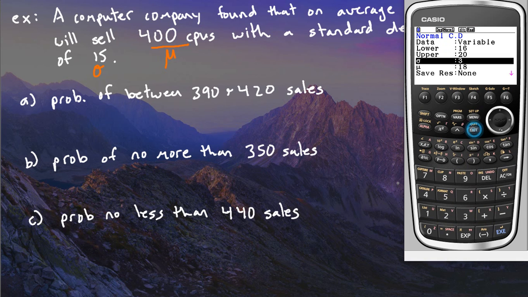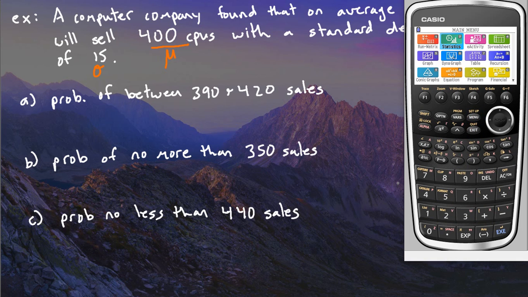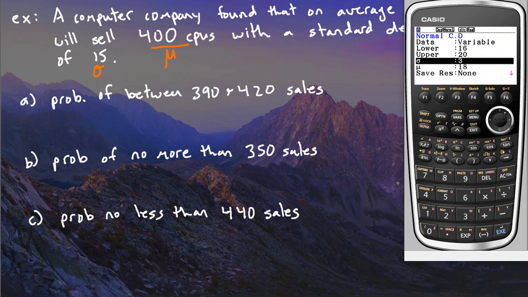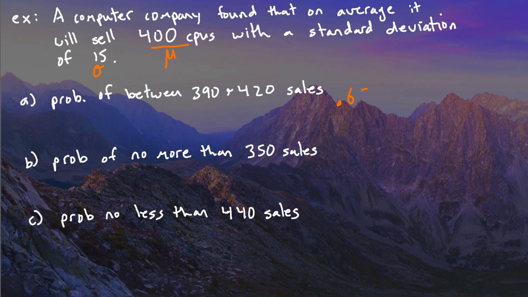So we go back to our calculator. We make sure, again, we are in the statistics menu. Our standard deviation is 15. Our mean is 400. And our lower bound we want to be 390, and our upper bound we want to have as 420. Okay, and we get 0.656. Now that's the decimal version. That's a 65.6% chance that happens.